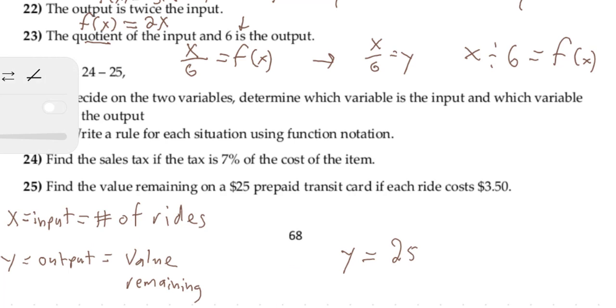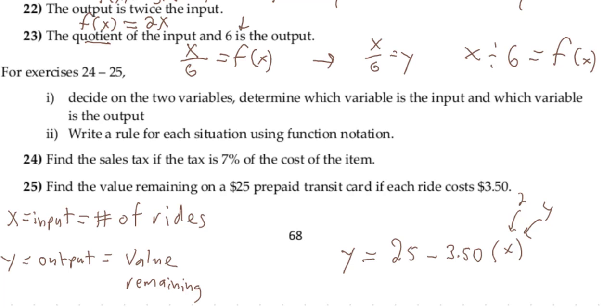minus, oops, my pen fell, the number of rides. So I'm going to take away 350 every time I ride. So if I ride 2 times, I'd put in a 2. If I ride 4 times, I'd put in a 4 for X. So this equation would tell me the amount that remains for any number of rides.